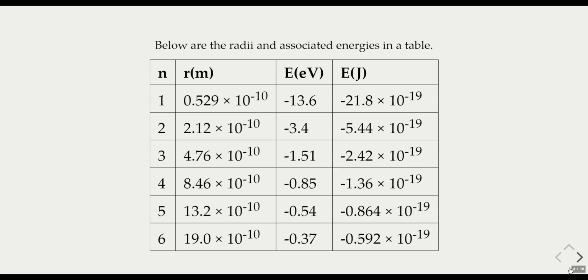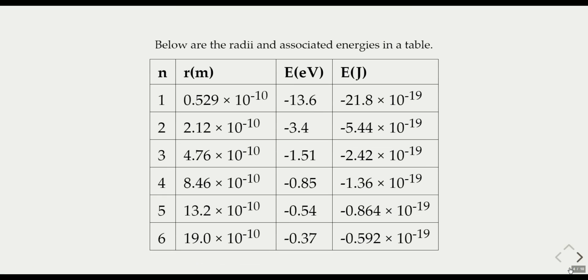Let's see if we can now get a little sense for these numbers. So what are these numbers here? n equals 1, 2, 3, 4, 5, 6. These are the different orbits. This is the closest orbit, when you're really close to the nucleus. That's the n equals 1 orbit. This means the second orbit, third, fourth, fifth, and sixth.